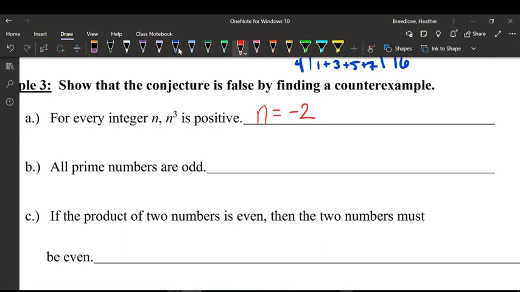What if n is negative 2? Now we have negative 2 to the third power. If that was negative 2 to the second power, it would be negative 2 times negative 2, and so it would become positive. But this is to the third power, so it's negative 2 times negative 2 times negative 2, so that's negative 8, which is negative.